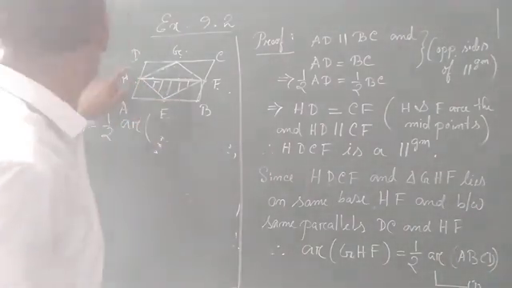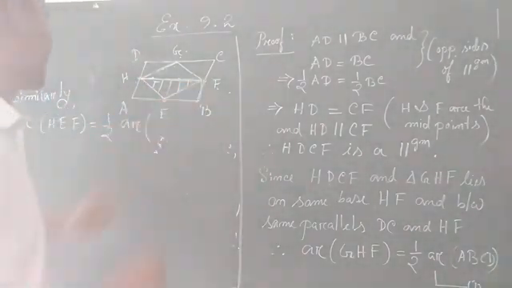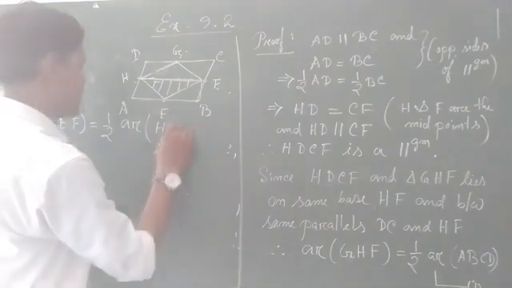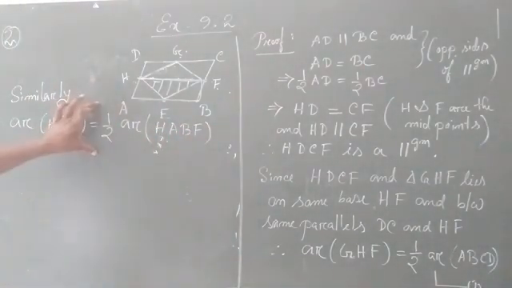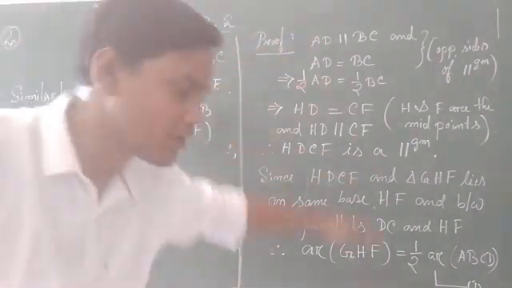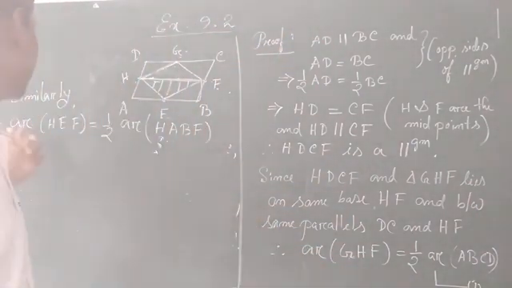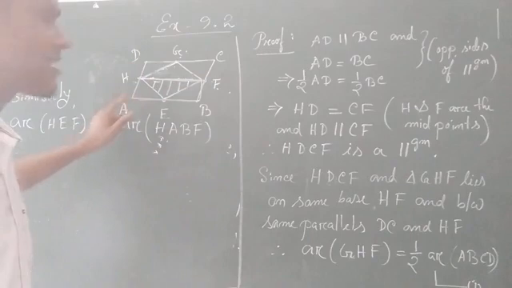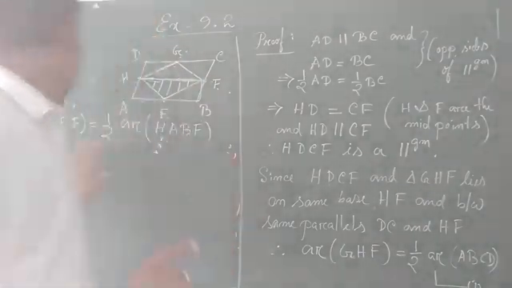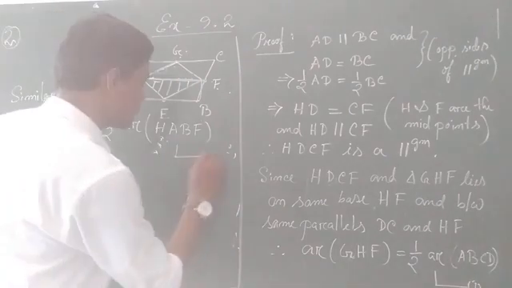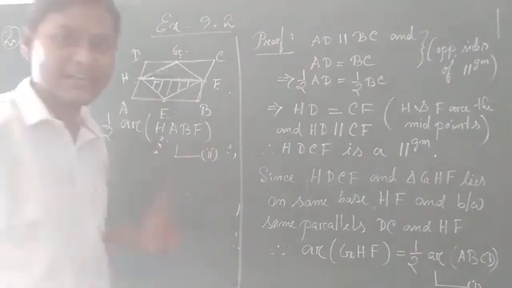What is the parallelogram? HABF. So how did I get this one? The way I got this, similarly I got this one. So area HEF, this is a triangle, and area HABF will be half. Now make this equation number 2. Equation number 1 and equation number 2.